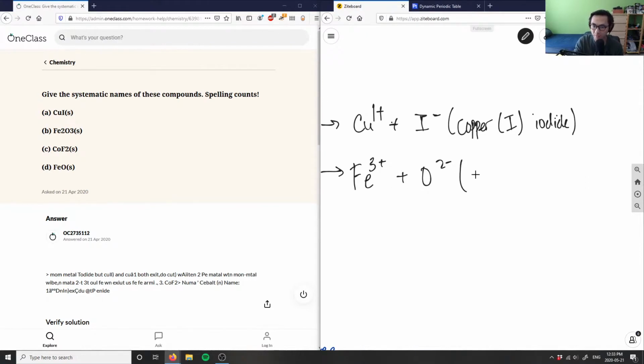So again, Fe is simply just iron. And then I put the charge here, specify the charge, which is 3 in Roman numerals, and oxide is going to be the name of this compound here. Iron(III) oxide.